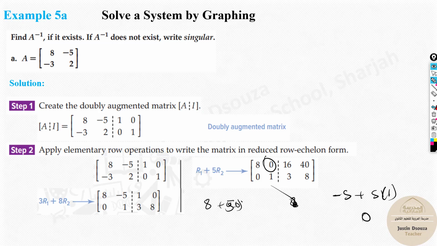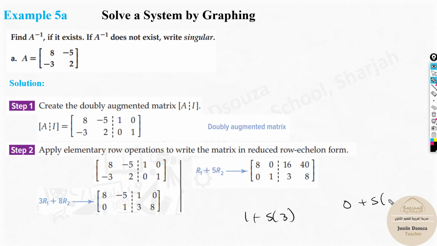It becomes 0. The same thing must be carried out over here. I'll do it over here as well. 1 plus 5 times 3. That's 15 plus 1 is 16. And the same thing, 0 plus 5 times 8, that is 40. That's how we get it.